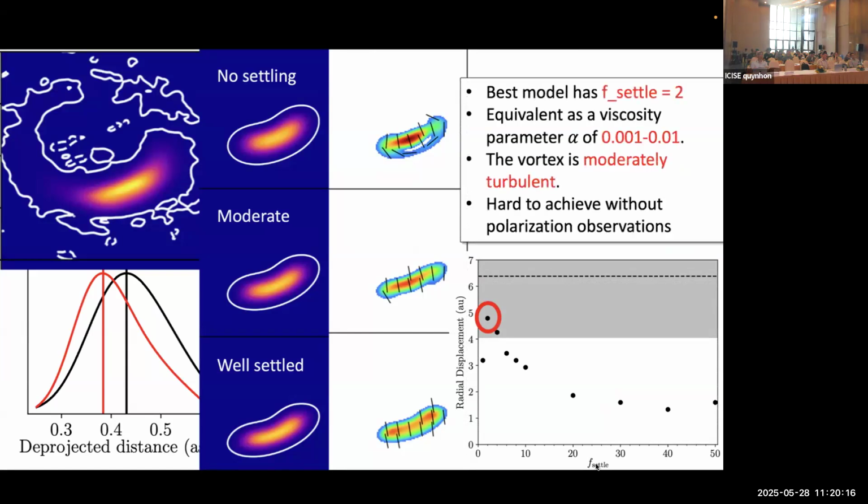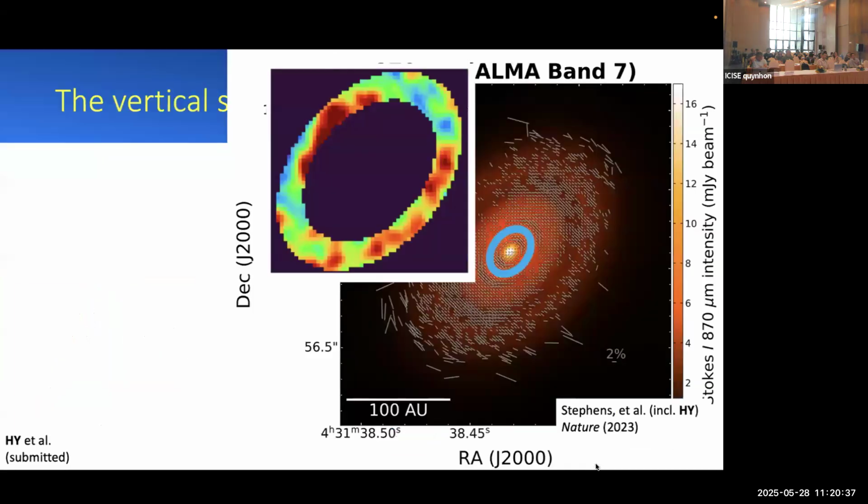And you can even translate that into the turbulence. In this system, the turbulence is on the order of 10 to the minus 3 to 10 to the minus 2. This is moderately turbulent, and this kind of constraint can hardly be achieved without polarization observations. Although this is a vortex, so a vortex being turbulent is almost a trivial conclusion. So let's go back to this system.